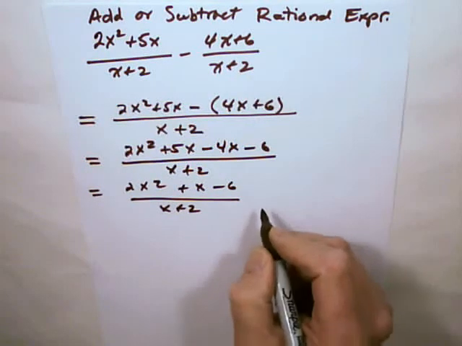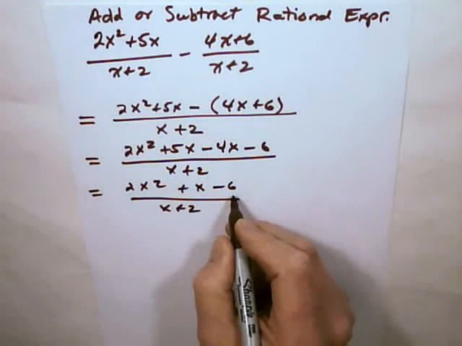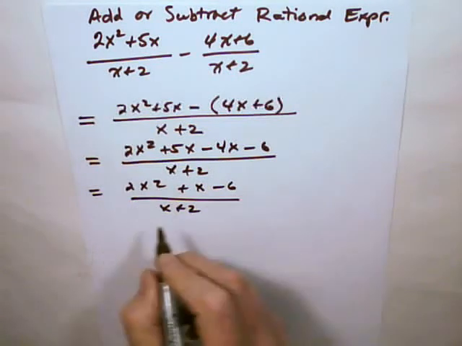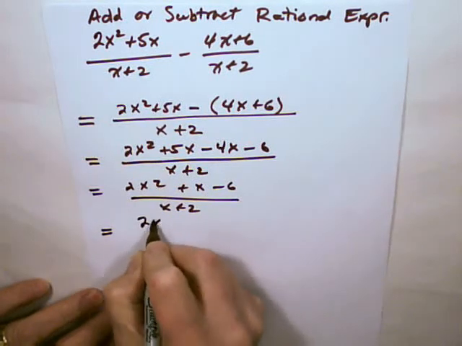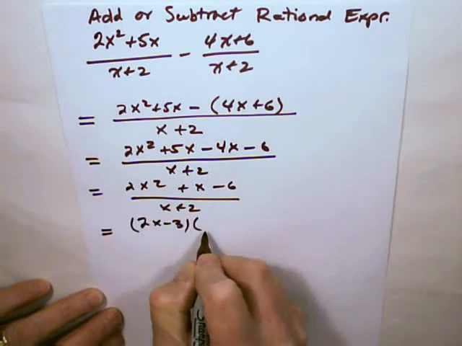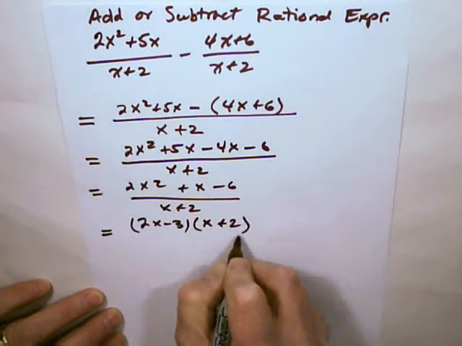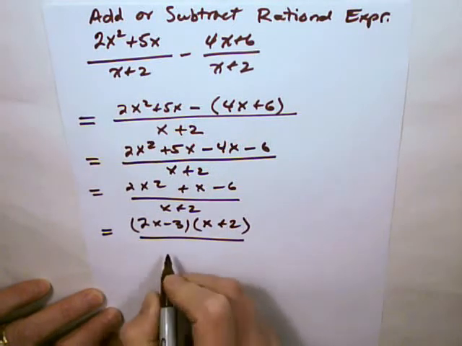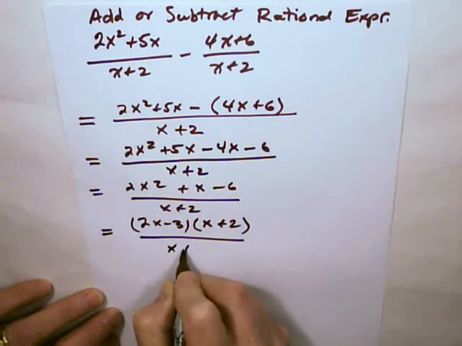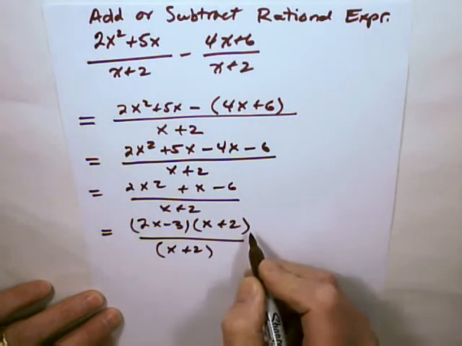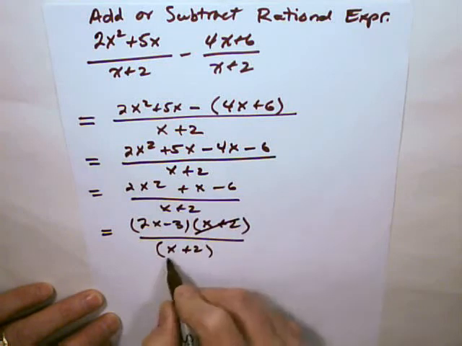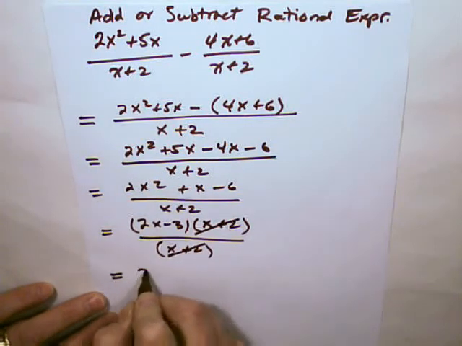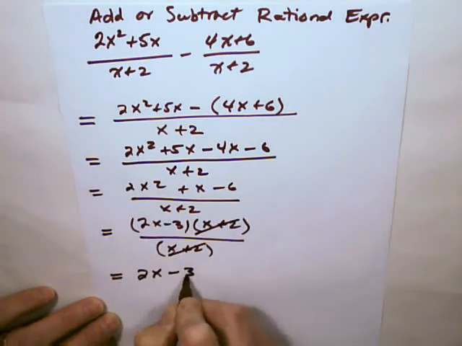Now, it turns out that I can factor the numerator. Sometimes you can just leave it like this if you want. Another form of this would be to factor that numerator, and it factors into the two binomials, 2x minus 3 times x plus 2, divided by x plus 2. Now look what happens if we do factor that numerator. It turns out that we can simplify even more, so the final answer is 2x minus 3.